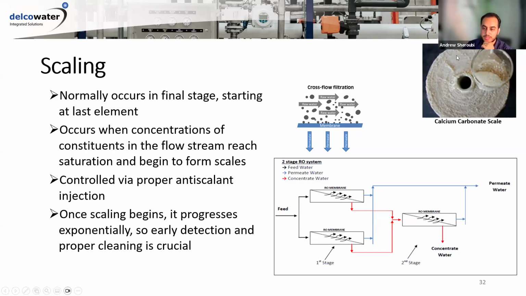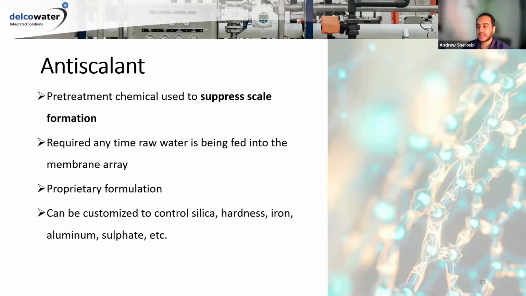But how you address scaling is you dose a chemical called antiscalant. What that does is it makes sure that these scale-forming compounds, such as calcium carbonate, stay in the water. And you dose it continuously. You don't need a very high dose. It's a very small dose as the water gets treated, and it prevents that formation. But I've had instances where someone unplugged the anti-scalant pump, and then the membrane got scaled up fairly quickly. So it's quite important to do so.